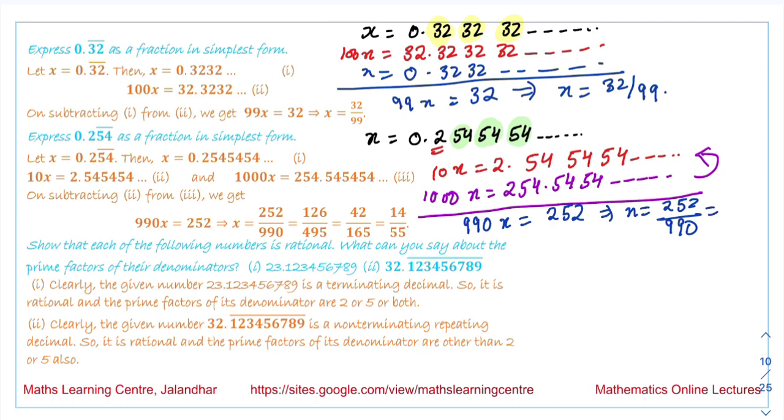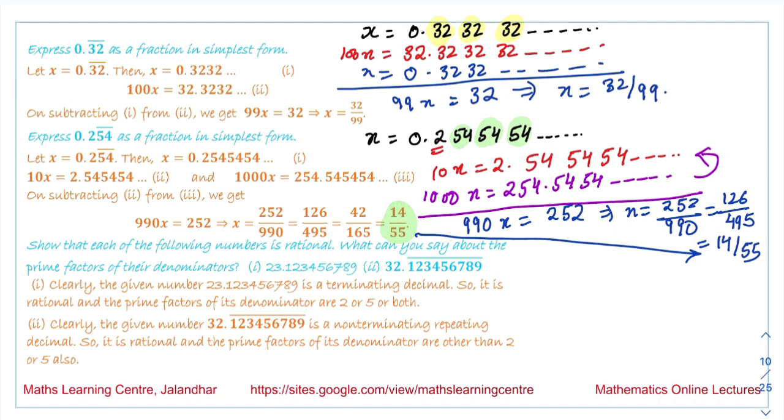When you simplify these values, we divide by 2 first, then it is 126 by 495, and then when we simplify further, you will get 14 by 55. This is your final answer that you will get after simplifying these values.